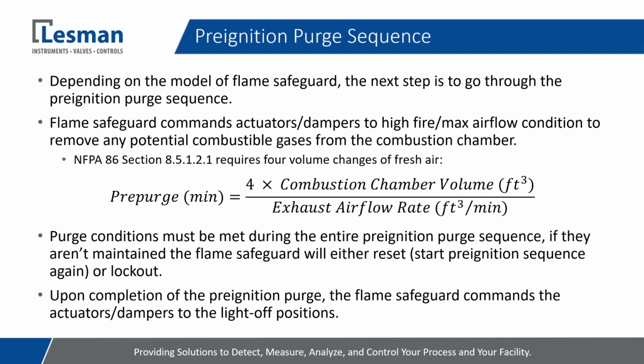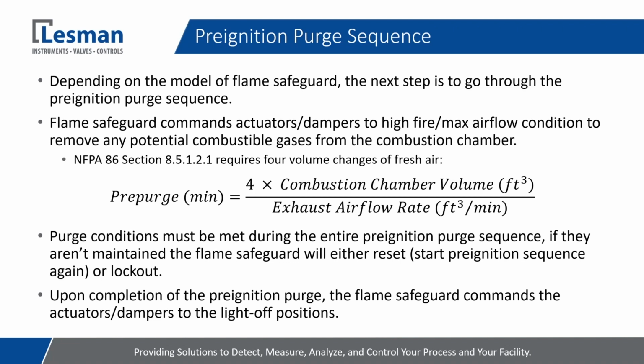So essentially this is a little bit of handshaking between the flame safeguard and the controllers in the field. We want to make sure that the actuators move up to a high fire position, maximum airflow condition, so that we can remove any potential gases from inside the chamber. Right? For those of you that work in NFPA 86 applications, ovens, furnaces, dryers, you know that NFPA 86 requires 4 volume changes of fresh air. So there's a formula that I have here on the slide that just lets you know how to calculate that pre-purge time.